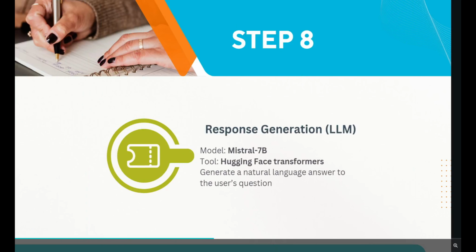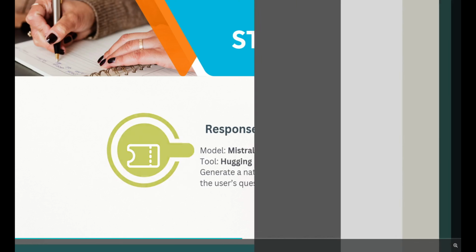Now let's move to step 8. There we will generate a response using the LLM. So here we are going to use this Mistral 7 billion parameter model, and we will take this from Hugging Face Transformers, where it will generate a natural language answer to the user question, right?